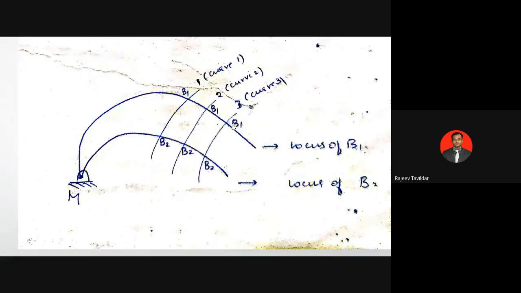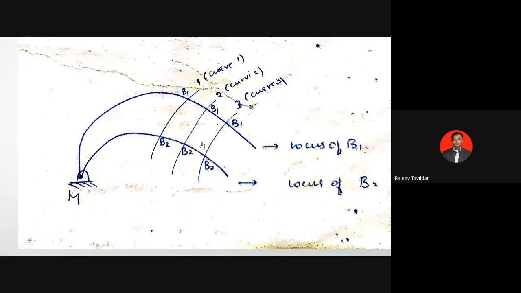So here, see here, curve 1. B1, B2, this combination is one mechanism. I'll go for the second curve, B1, B2. This is another mechanism over here. Similarly, if I go for curve 3, I'll again get B1 and B2. That makes another mechanism. So like this, I can have n number of mechanisms on these locus lines.